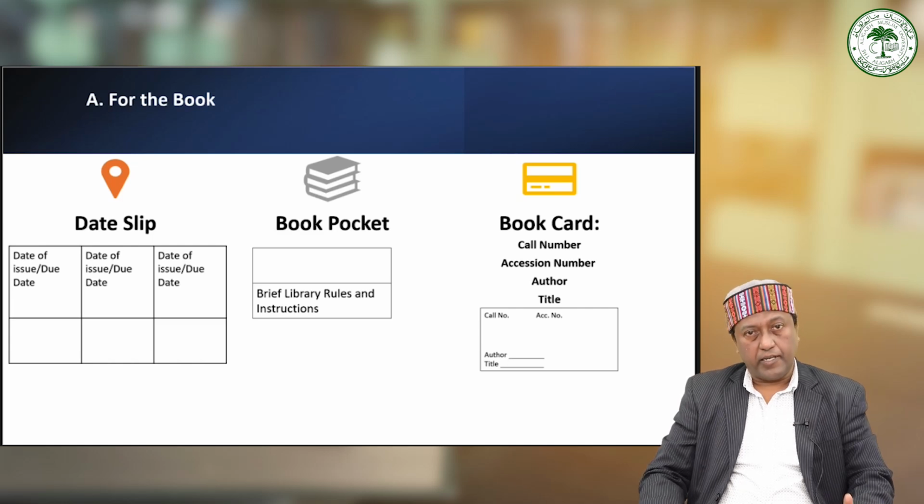All this preparation is done in the technical section, so circulation has nothing to do with it. The book will come ready with all this. So half the job is done in the technical section. Means the book slip, the due date slip is ready, book pocket is ready, book card is ready.